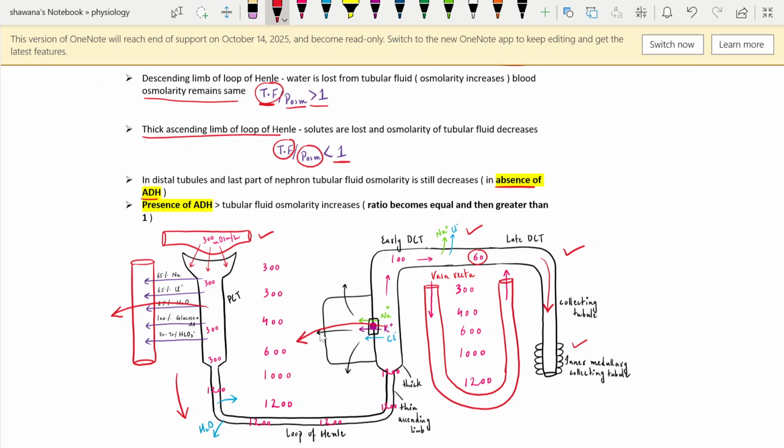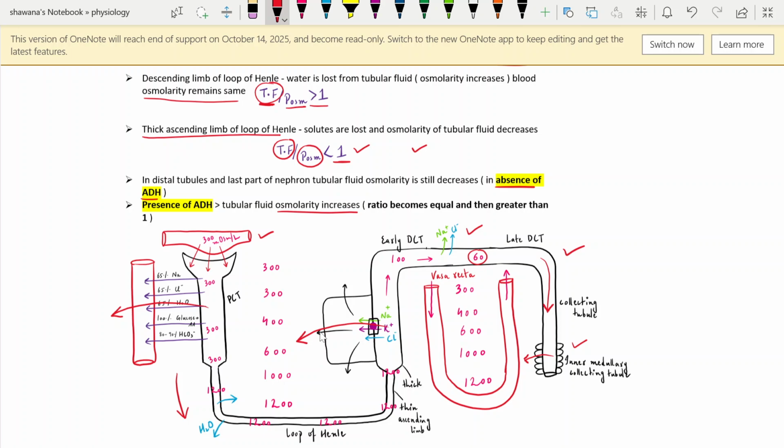But in the presence of ADH, the tubular fluid osmolarity starts to increase because the tubular fluid starts to become more concentrated. Water has been reabsorbed, so it will start to become concentrated. The ratio will become 1 and then greater than 1, because the tubular fluid is more concentrated than the blood. So this was for today.